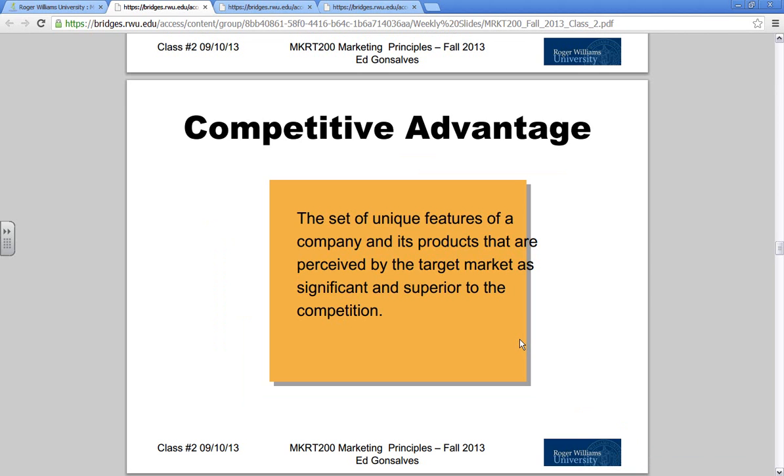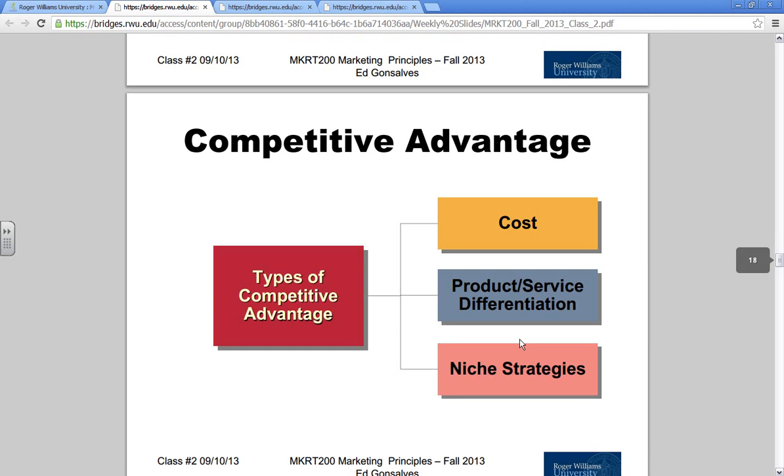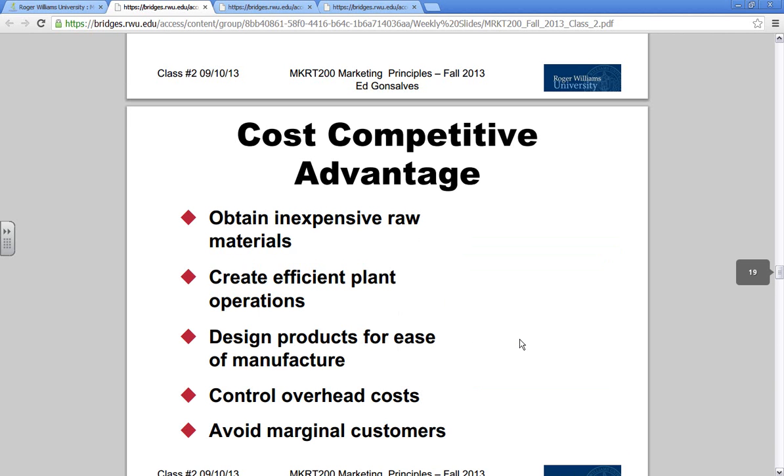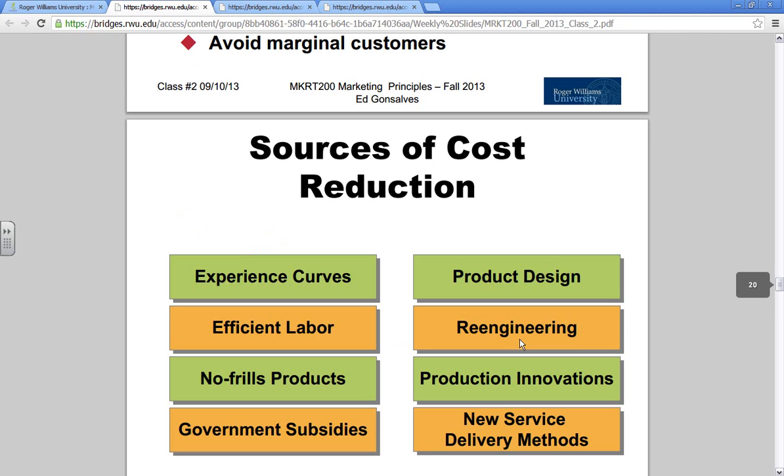Competitive advantage. What are you good at that is hard to copy and gives you significant benefit over a competitor? Sometimes it's cost. Sometimes it's something that you do differently. Or sometimes you just focus on a narrow area or a niche that may give you some kind of competitive advantage. For cost, it may be you can get materials cheaper than somebody else. Your plant produces them cheaper. Or you design products that allow you to make them at least cost. So cost can be a very significant benefit and competitive differentiator for sure.